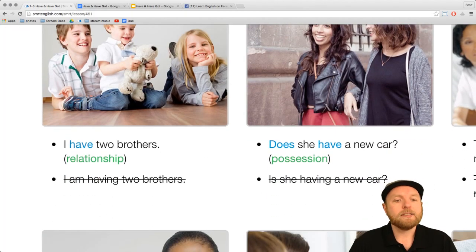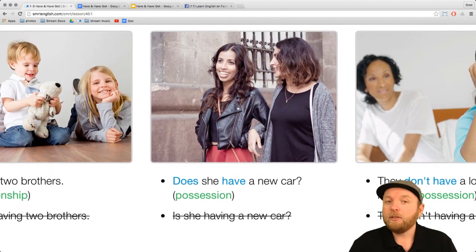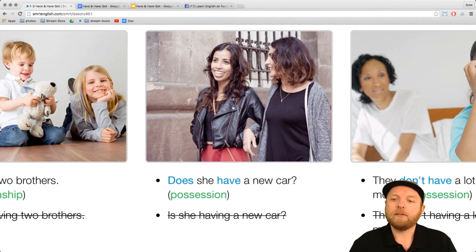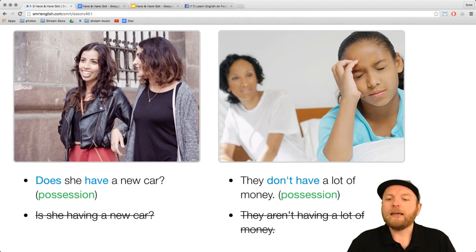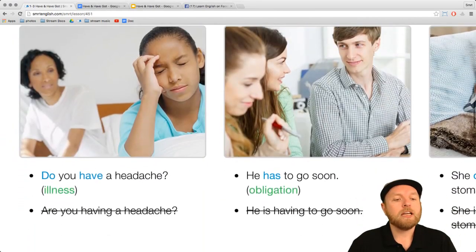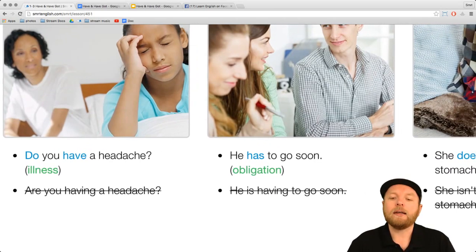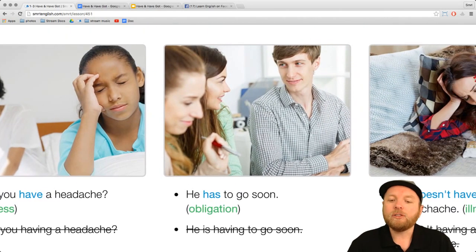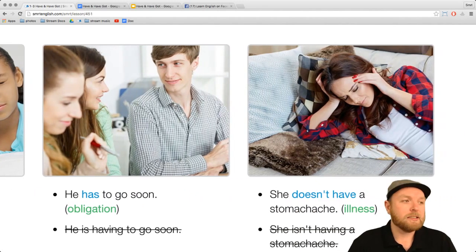Let's look at some examples. I have two brothers. Don't say I'm having two brothers. Does she have a new car? Don't say is she having. They don't have a lot of money. Don't say they aren't having. Three more examples. Do you have a headache? Don't say are you having a headache. He has to go soon. And finally, she doesn't have a stomachache.